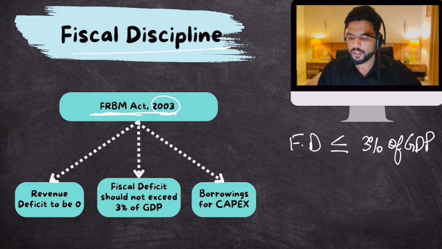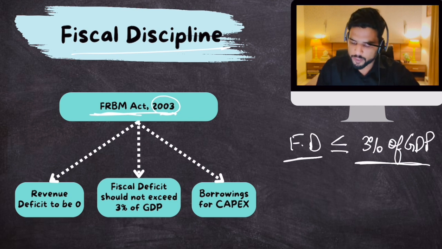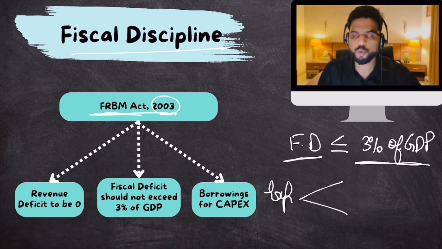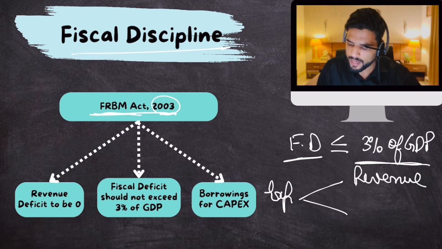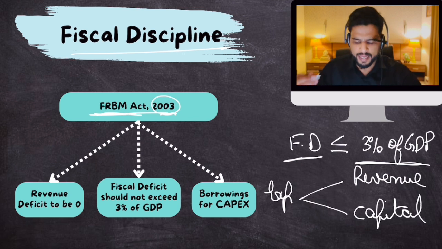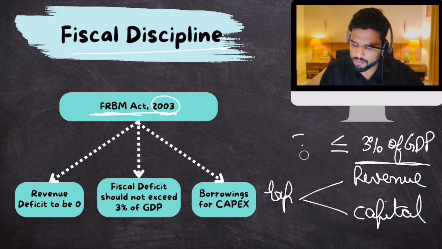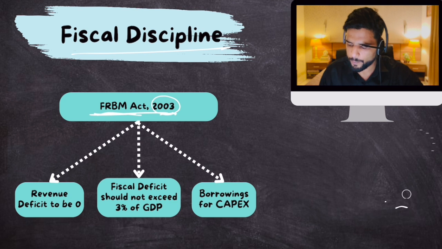Okay. So that means you have to control your expenditures to such an extent that your fiscal deficit is always within this limit. Now, you will understand that in the budget, expenditures are of two types: revenue expenditure and capital expenditure.